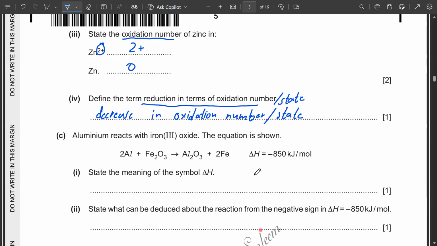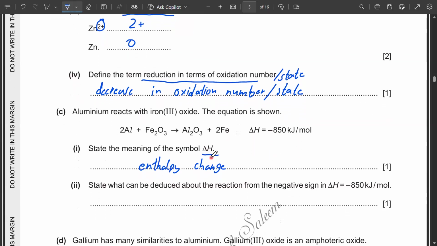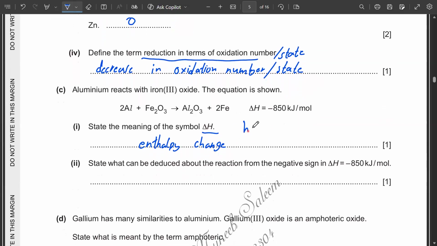Part 1 says state the meaning of the symbol delta H. So delta H, if you remember, represents the enthalpy change. It's better to write enthalpy change instead of heat change. Do not write the heat change, just write the enthalpy change, because heat will be represented as Q when you study this chapter in AS. In AS, you will be confronted by this term heat, which is represented by the letter Q. So enthalpy change, on the other hand, has the sign delta H.